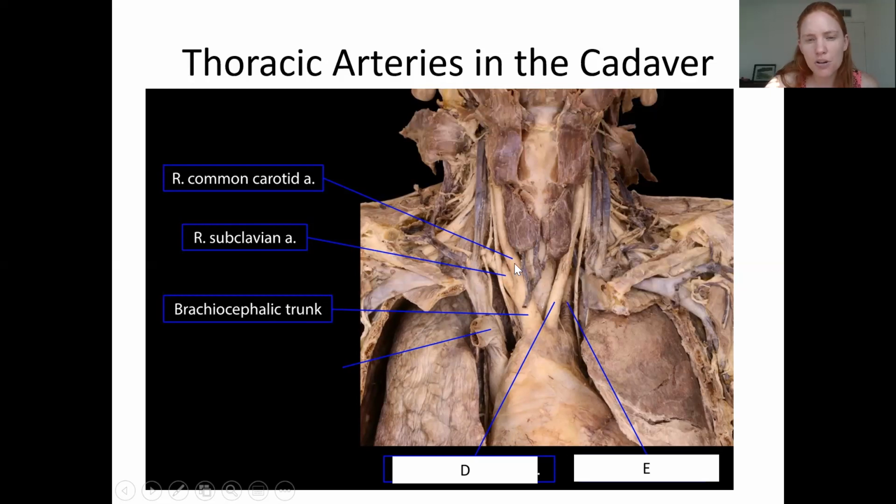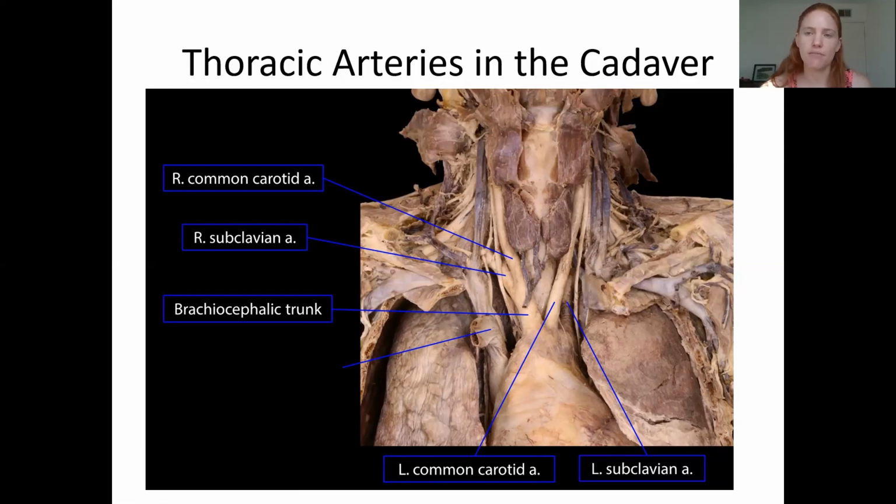So here is the right common carotid artery. What is D? The second branch off of the aortic arch is the left common carotid artery, and then the third branch would be the left subclavian artery.